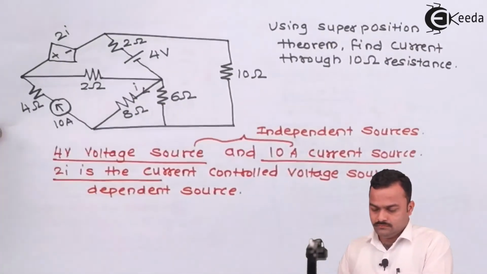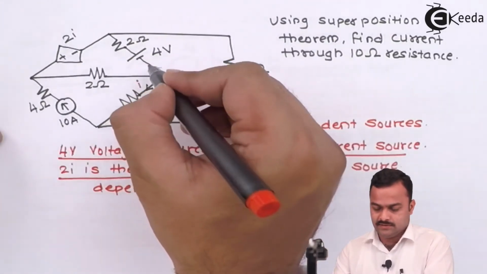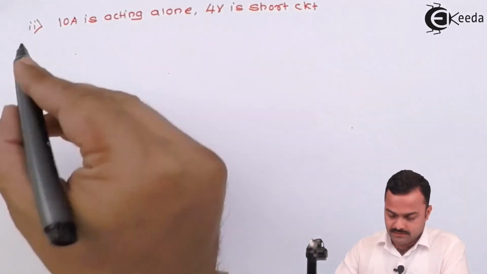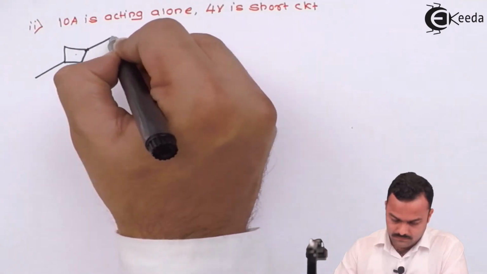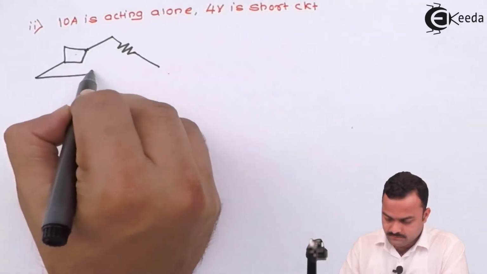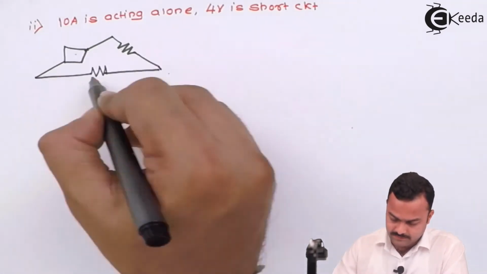So what we have to do, this 4 volt will get replaced by a line which is nothing but a short circuit. So we need to redraw the circuit by considering this change. 4 volt is shorted, all the resistances will be intact.